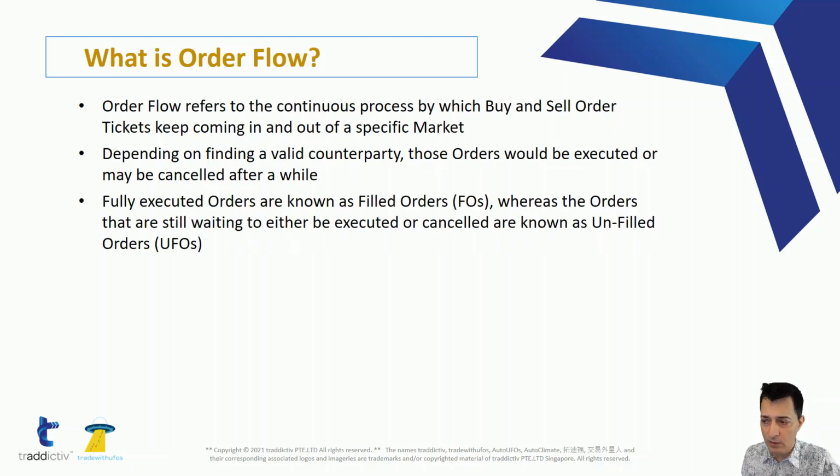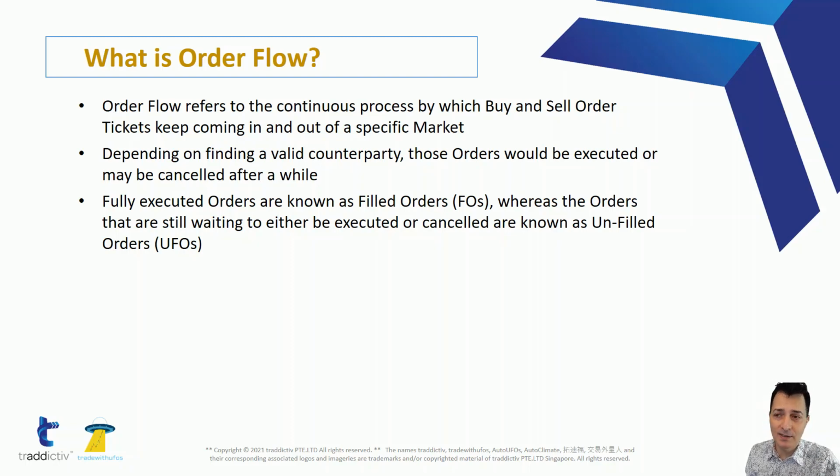Fully executed orders are known as field orders. These are the orders that have already been executed and therefore they are gone. Those trades are over. On-field orders are the orders that are still in the market waiting to be executed, and those are the ones that we care about, because if you were to buy at the same price where there are many buy orders waiting to get filled, many buy UFOs, and after you buy, those on-field orders get filled, they become field orders.